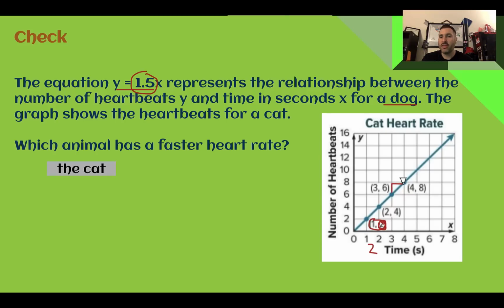If I wanted to use another method, it went up 2 every second, again, still 2. If I divide y by x for any of these, I still get a unit rate of 2. No matter how I figure out from the graph, 2 is greater than 1.5, so it has a greater slope, meaning it has a faster heart rate.